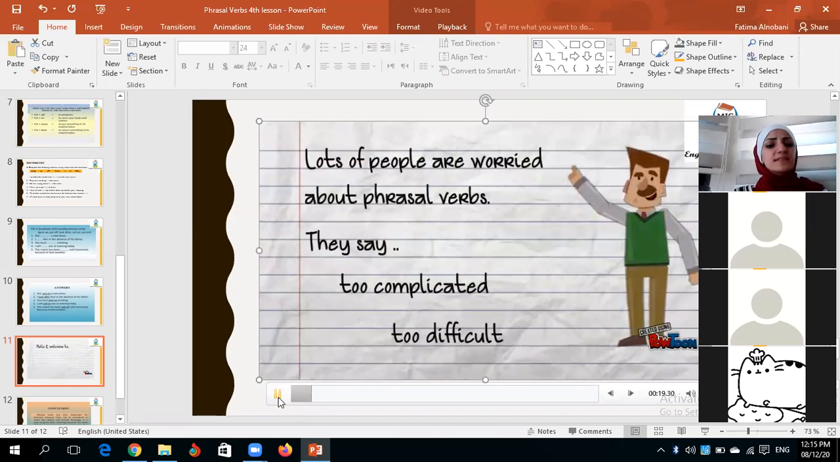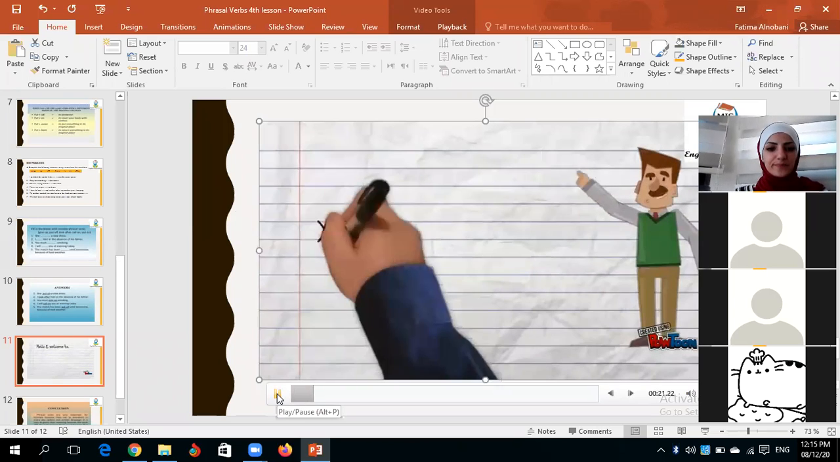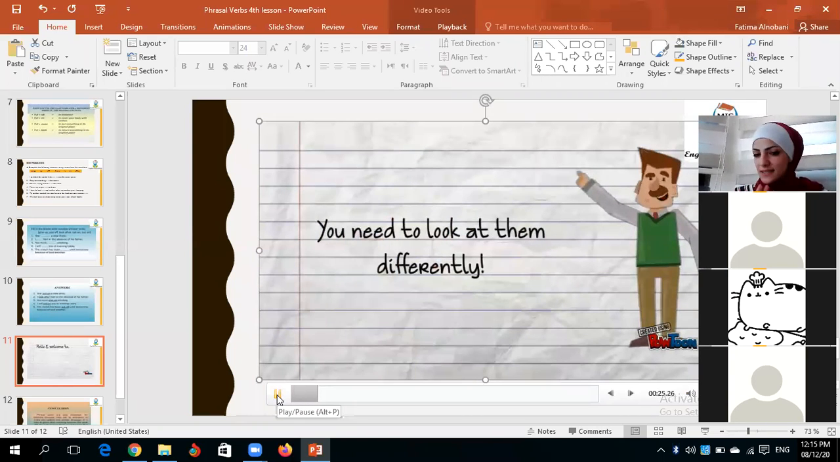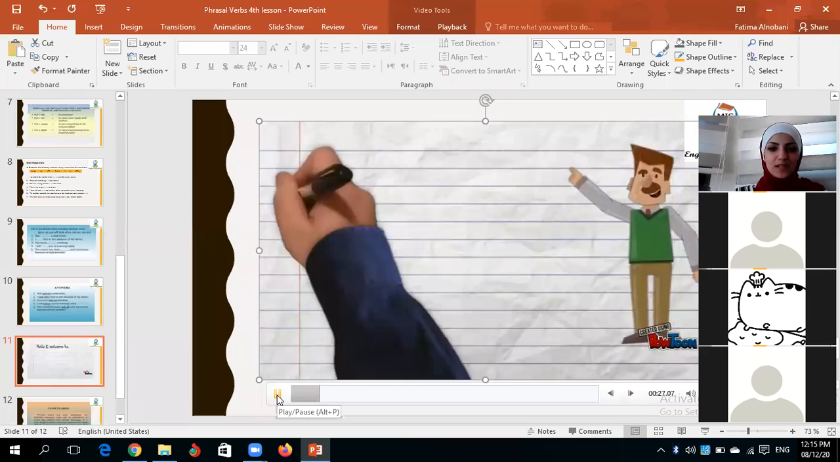Is it too complicated? Is it too difficult, phrasal verbs? I don't think so. No. Good. Very easy. Lovely. Let's proceed. You can't hear the sound, I need you to look at them differently. How? Let's look.